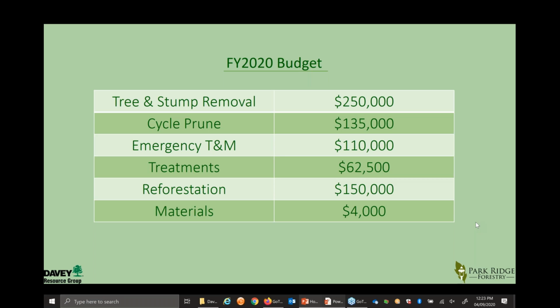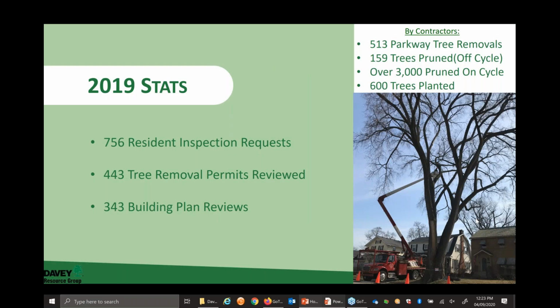Last year, we conducted 756 resident inspection requests. These generally come from people who call us and say, hey, my tree looks sick or it's dead, things like that. We reviewed 443 tree removal permit applications and 343 building plan reviews, and of that generated work for contractors, which included over 500 parkway tree removals.